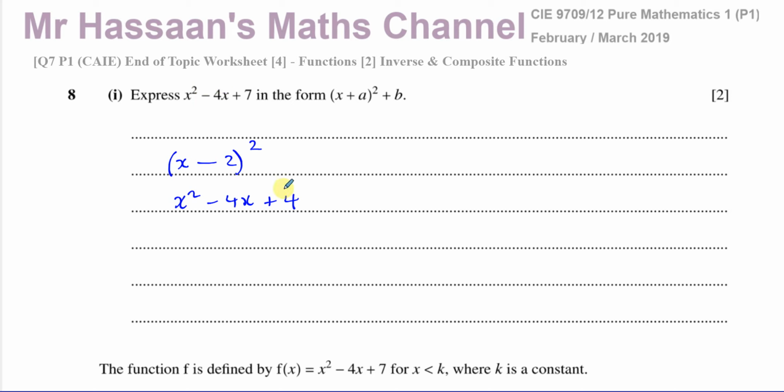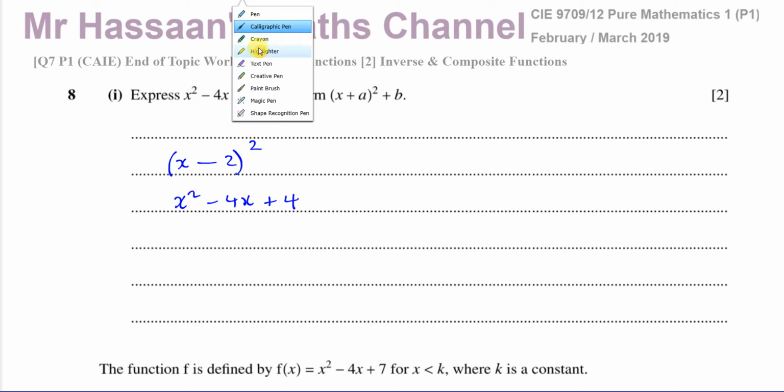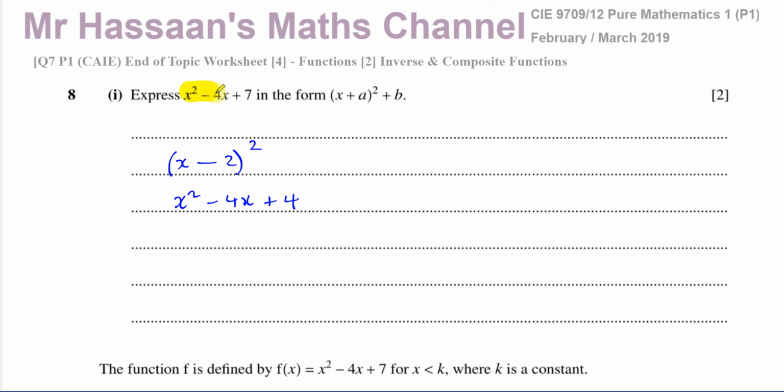Well, we don't want the plus 4, okay? And so right now I'm not concentrating on that plus 7. I'm just concentrating on this part. Now, what we have here is not quite the same as that yet. They're not quite the same. This is basically going to give us x squared minus 4x plus 4.